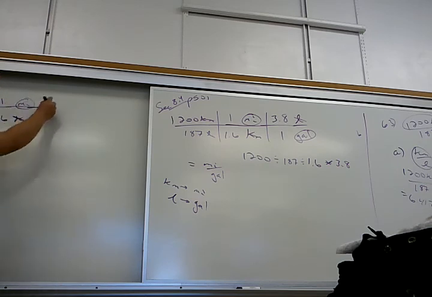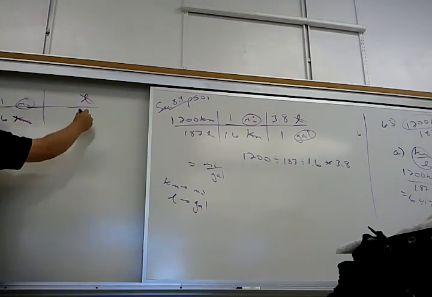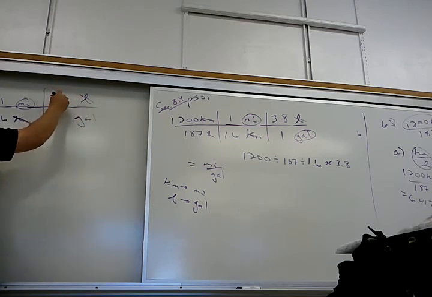Now doing the same thing again. I don't want this guy. So where am I going to put him? Up top, so that it'll cancel. And I want to go to gallons, and thankfully I know that 3.8 of these guys is 1 of these guys.